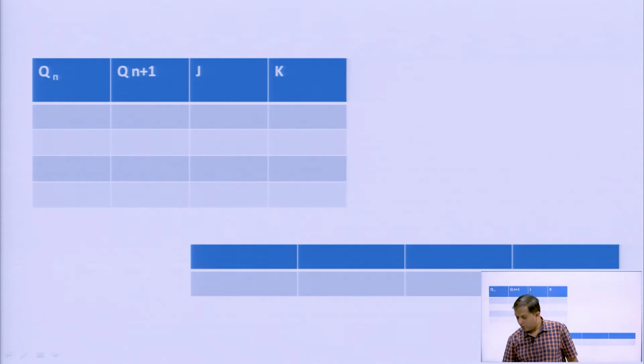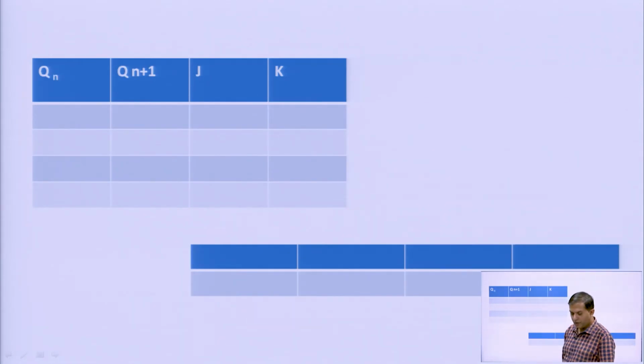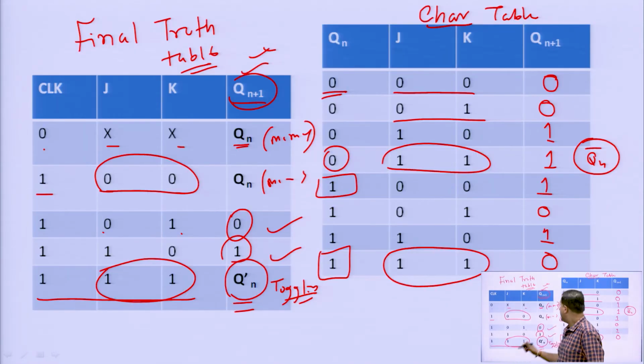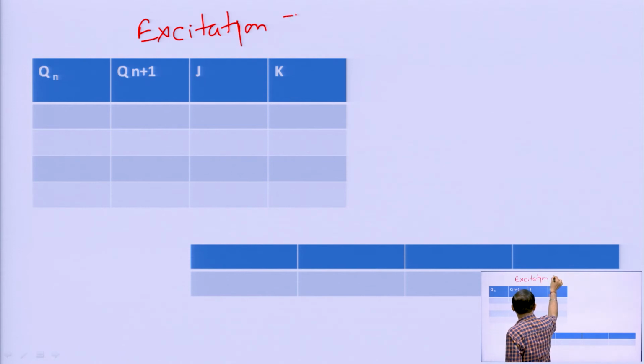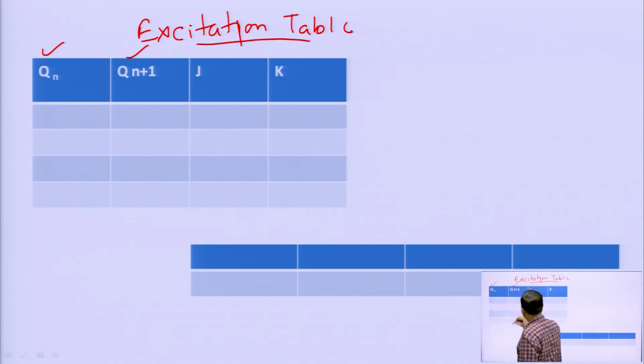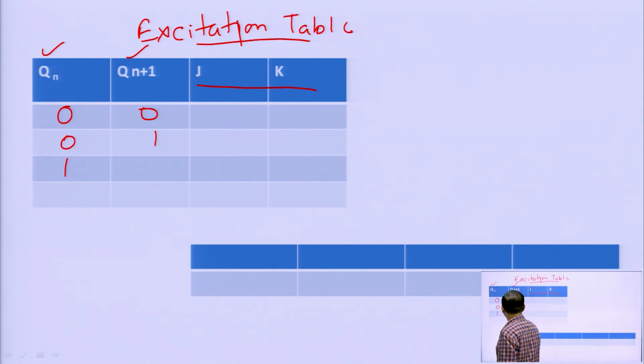Now we will make a K map from this. Okay, let us do that. One more thing, from the previous table we have already made the characteristic table. We will now build an excitation table. For the excitation table the inputs are Q n and Q n plus 1 and the outputs are J and K. So, the 4 combinations are 0 0, 0 1, 1 0 and 1 1.